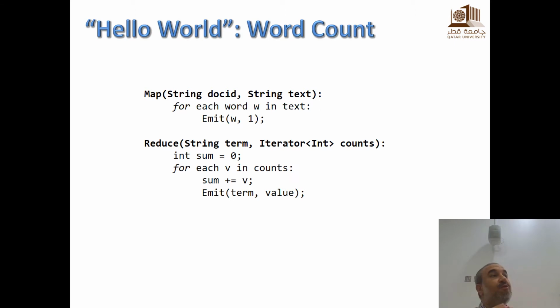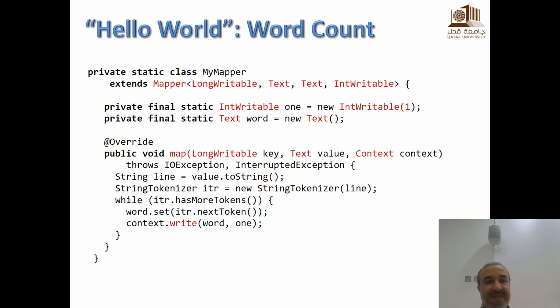Now we'll look into the code, the actual code. Remember this slide from last time? That was the pseudocode for the Hello World MapReduce program, which is the word count. We discussed this in detail last time, but we didn't see the actual code. This is just pseudocode. Here is the actual code in Java.